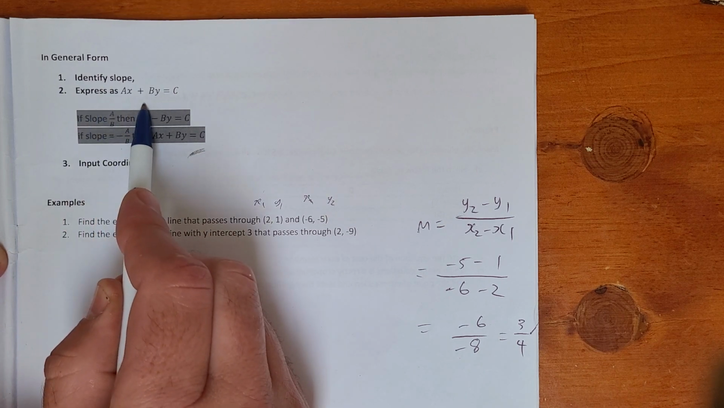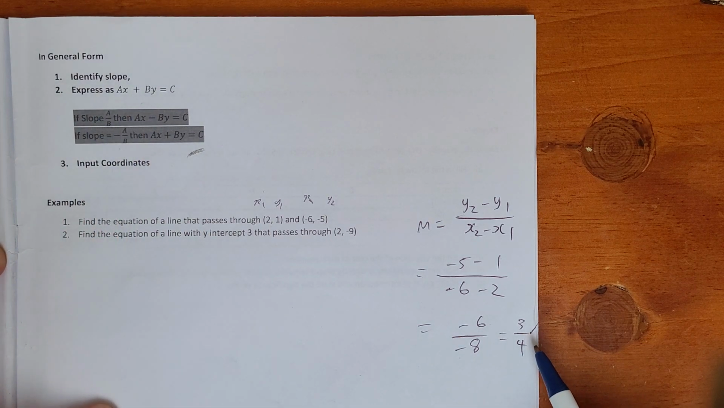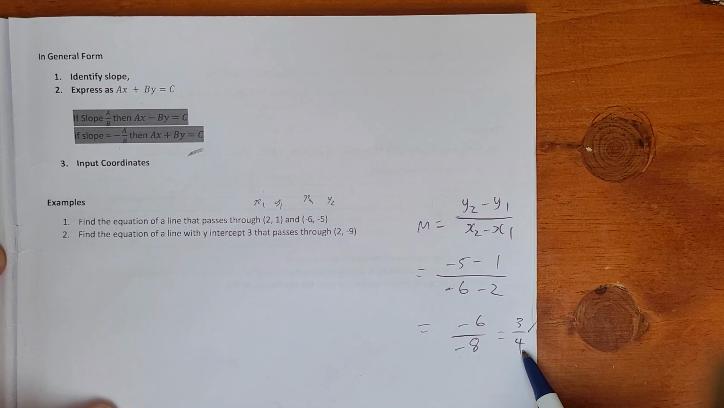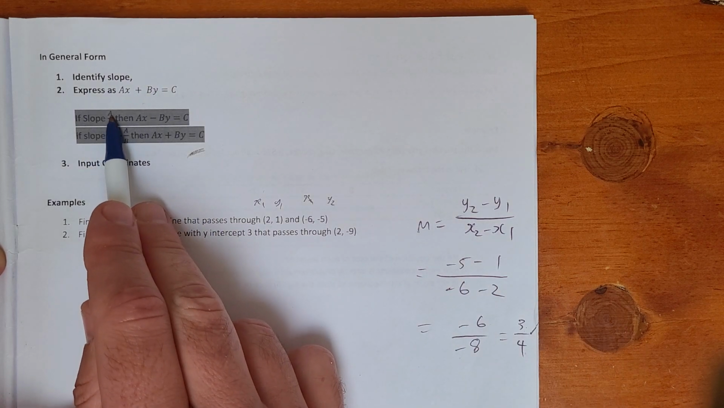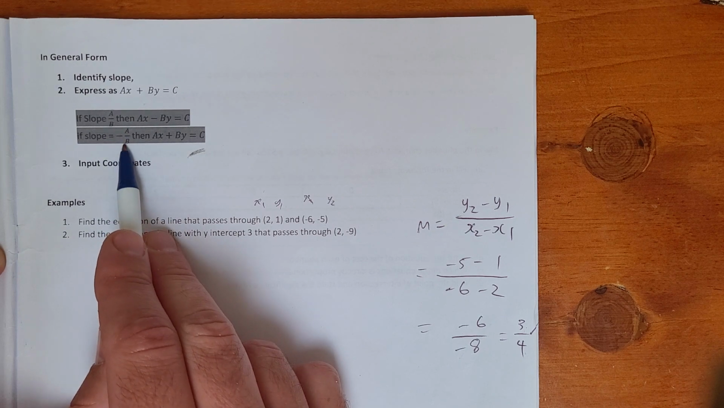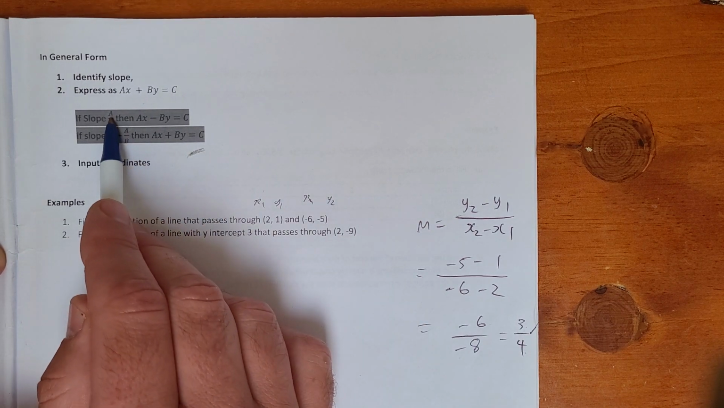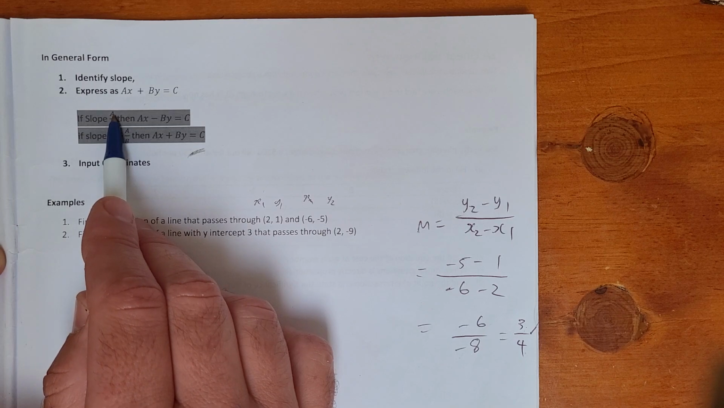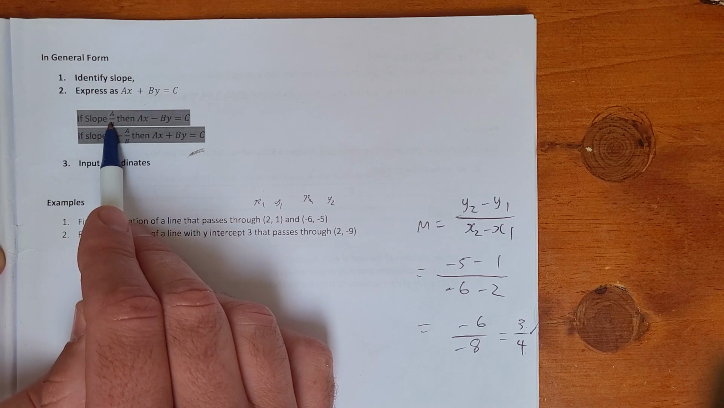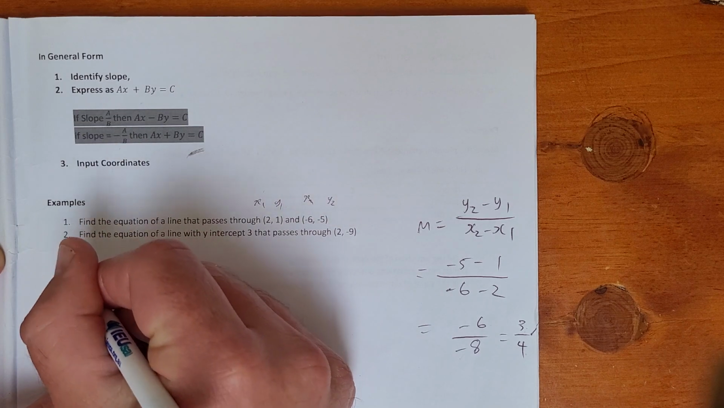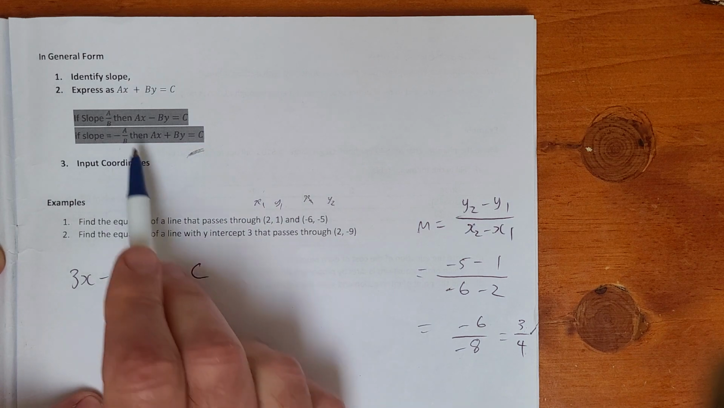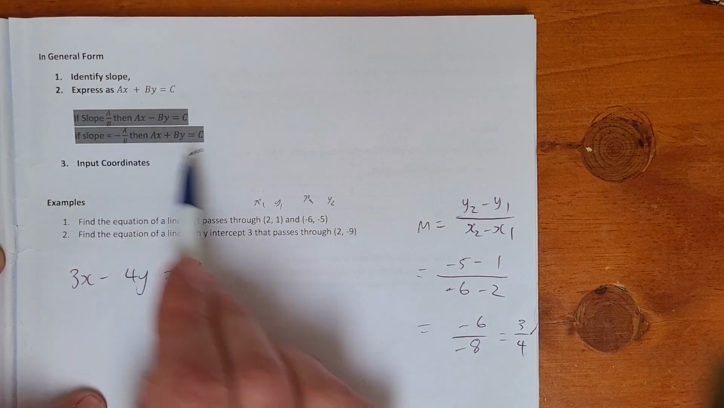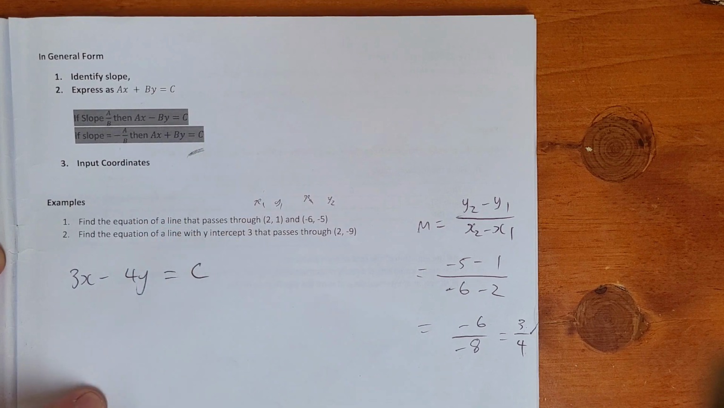Now we're going to express it as ax plus by. So let's look at our slope here. We have a slope of 3 on top of 4. So we're going to look up here and we're going to go, which one does it correspond with? Is it a on top of b, or is it negative a on top of b? Well, because our slope's positive, we're going to use the first one, where a corresponds with 3 and b corresponds with 4. So therefore, we're going to have 3x take 4y equals c.